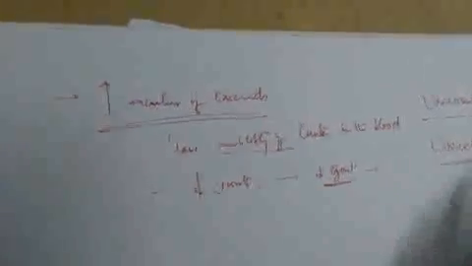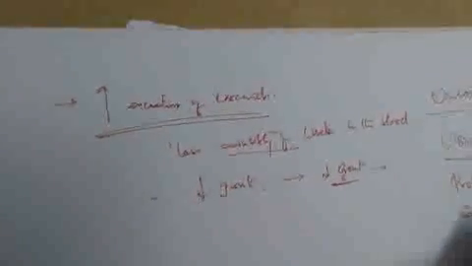Uricosuric agents. Examples for these uricosuric agents are probenecid and sulfenpyrazone. Probenecid, sulfenpyrazone.